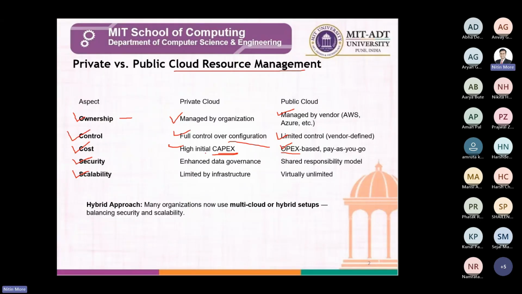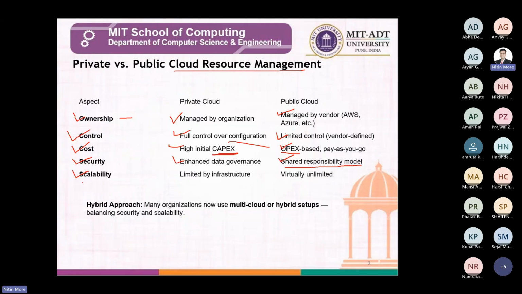Security, if we talk about cloud resource management, we have enhanced data governance in private cloud. For cloud resource management in public, we have a shared responsibility model. So half of the tasks are managed by the users, and they are responsible for that. And the half which is managed by the vendors, they are responsible for that. So that is the shared responsibility model. We already saw this in the previous units, right?